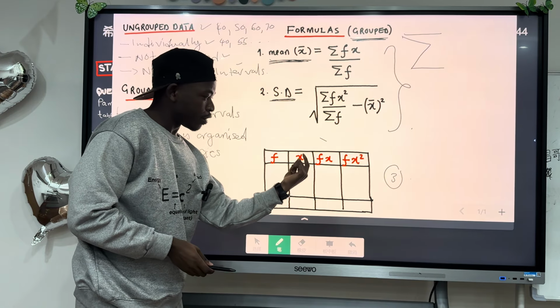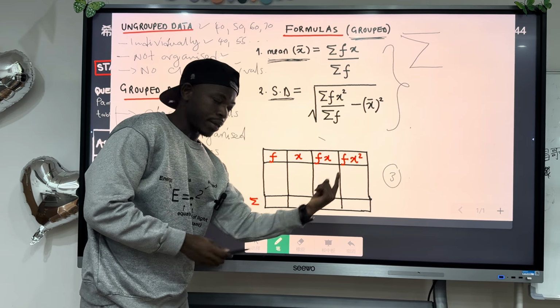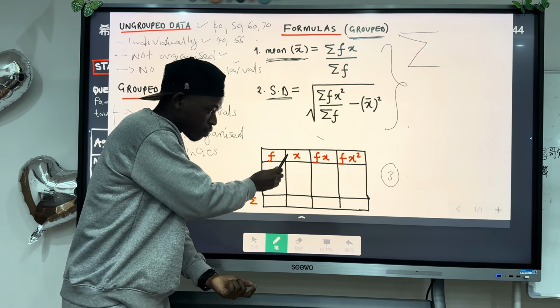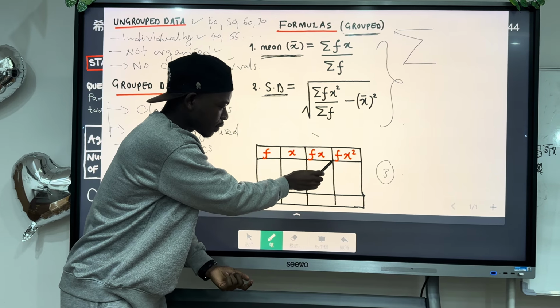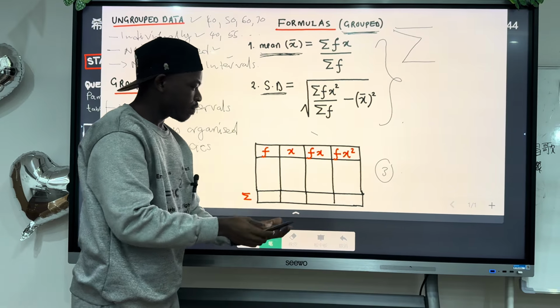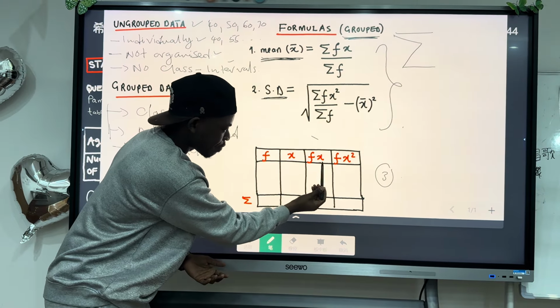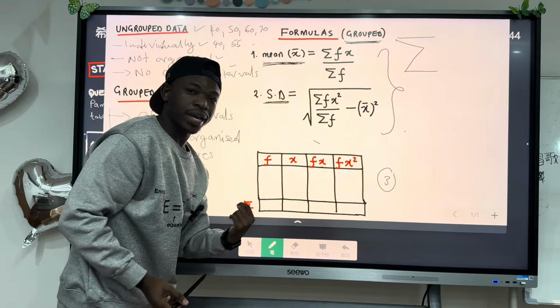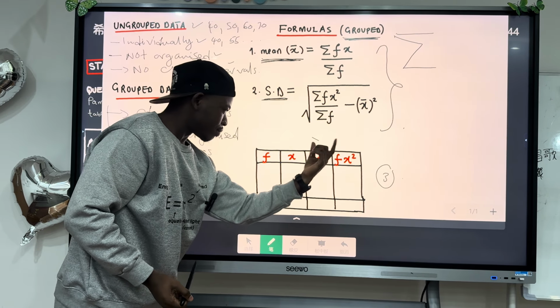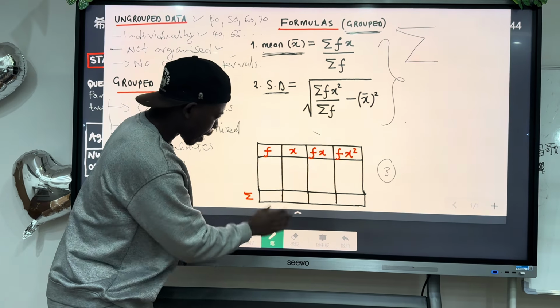Then after that, you multiply. You can even see the way it's going there. So first of all, we have F, then we have X. Then the next is F times X, so we have Fx. Then after that is Fx squared. Fx squared simply means I'm now getting Fx, then I'm multiplying again by X. That's why we have X squared there. So once you have this table, you fill it up.